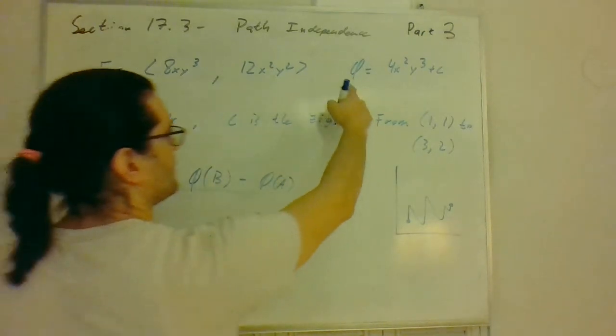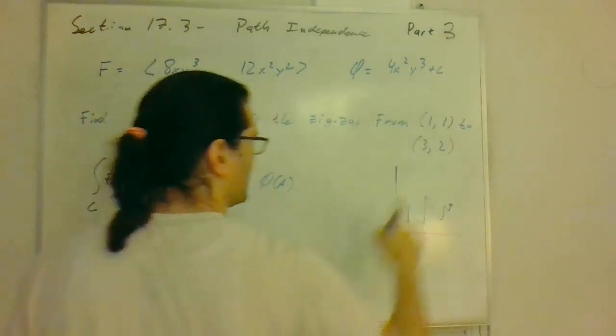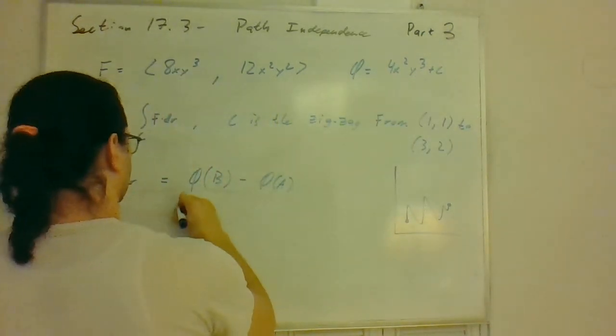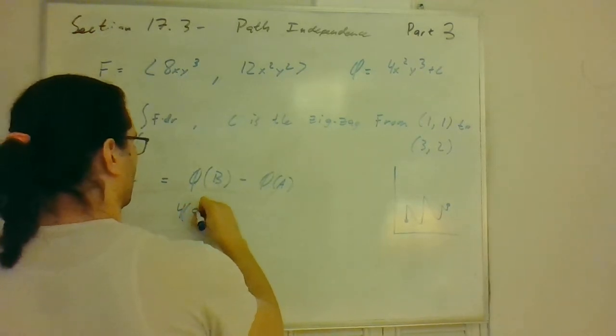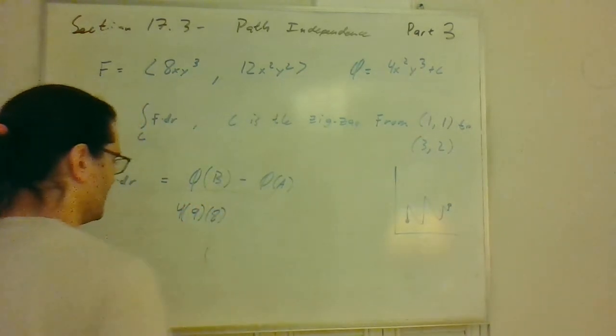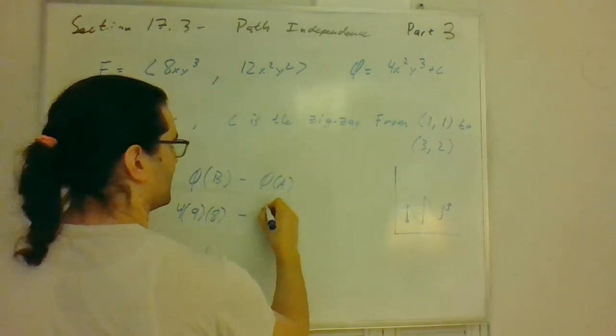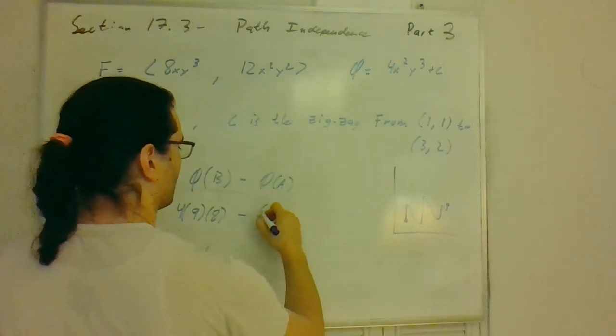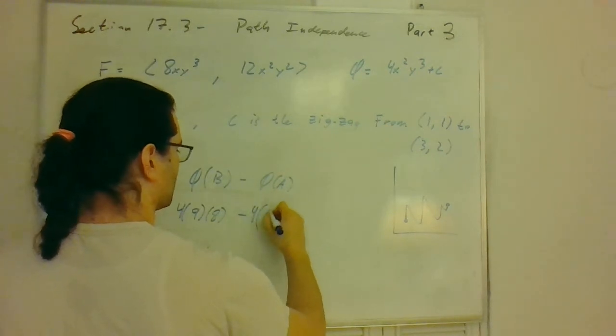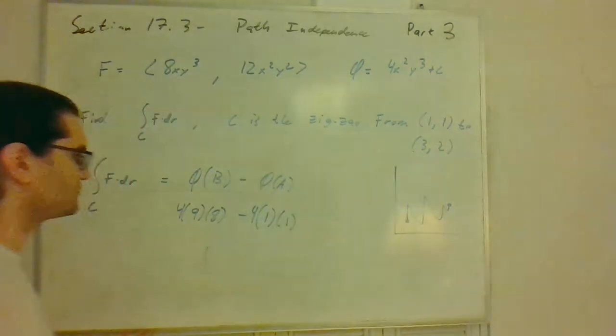So the potential function evaluated at b is, what is this, 4 times 9 times 8. That's actually kind of a big number. That's fine. And the potential function evaluated at 1, 1 is 4 times 1 times 1.